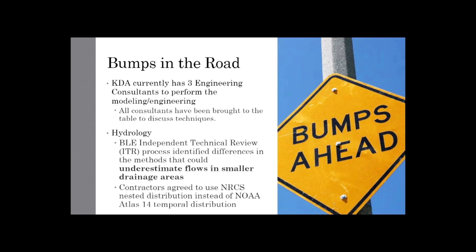One example is with hydrology, and through technical review, because we have our consultants review each other's work, through the review and discussion, it was found that certain methods underestimated flows in smaller drainage areas. So we decided to use the NRCS nested distribution instead of NOAA Atlas 14 temporal distribution, as it just works better in the 2D model over a wide area, like we're modeling at the moment.